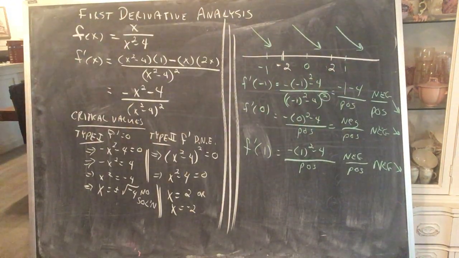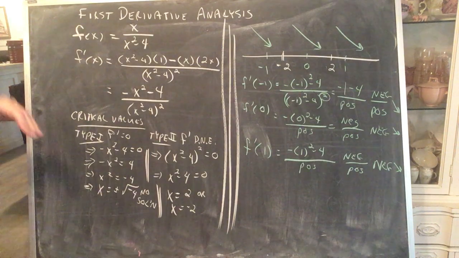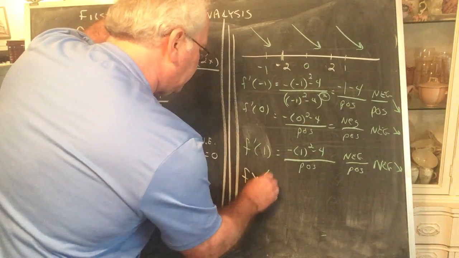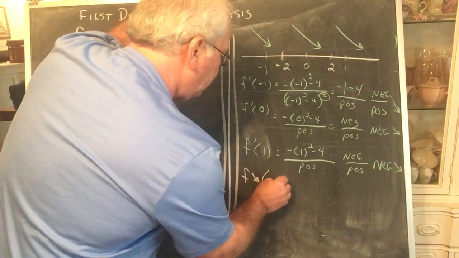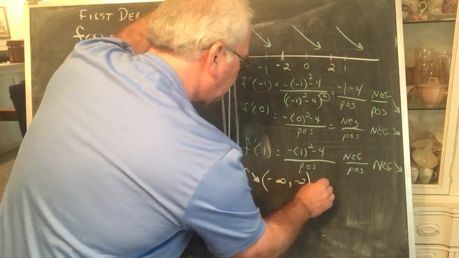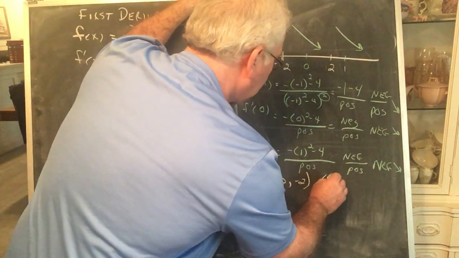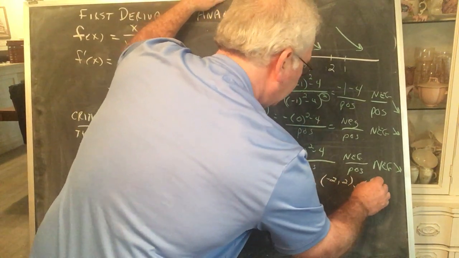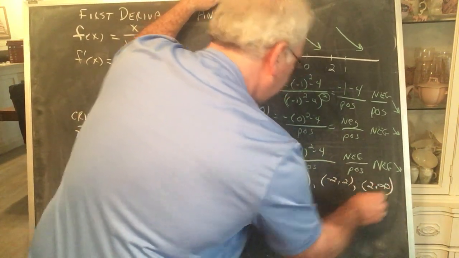All right? So the function is decreasing from negative infinity to negative 2. It's decreasing from negative 2 to 2, and it's decreasing from 2 to infinity. So we can write that. F is decreasing, and write out those intervals. Negative infinity to negative 2, negative 2 to 2, and 2 to infinity.